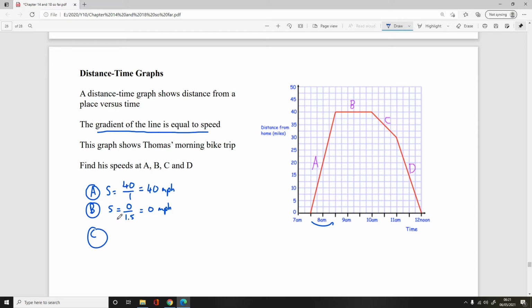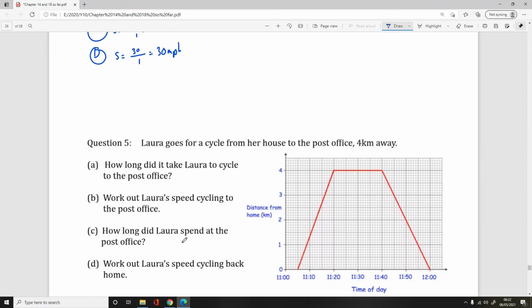For C, it is a negative gradient, but we still say speed is positive. We don't have like positive and negative speed, so we can just think about change in distance. He went from 40 miles away from home to 30 miles away from home, so 10, and he did that in a time of 1 hour exactly. Yeah, from 10 till 11, wasn't it? So he's going 10 miles per hour during part C of the journey, and then during part D of the journey, 30 miles travelled, and we do it in another hour, so he goes home at a speed of 30 miles per hour. Cool.